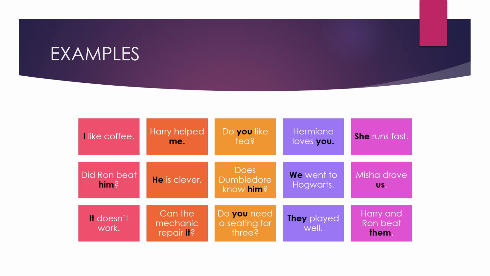Harry helped me. Who was helped by Harry? Me. I was helped by Harry. Therefore, this 'me' here denotes the object-oriented personal pronoun in the singular case.